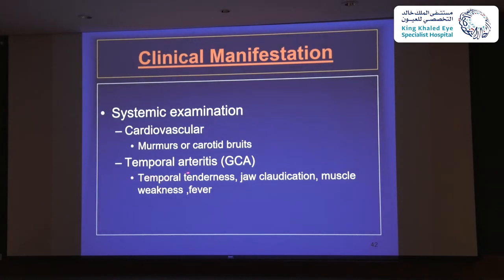Systemic examination in the emergency room should include cardiovascular examination to look for murmur or carotid bruit, and temporal arteritis to look for symptoms or signs of temporal arteritis, like temporal tenderness, jaw claudication, muscle weakness, or fever. Why? Especially for patients above 50, because this might be one of the manageable and treatable causes, especially with steroid. We might need a biopsy to confirm the diagnosis. But if you have it in your mind, please contact your colleagues in neurology, get them to take the biopsy, and start systemic steroid immediately.